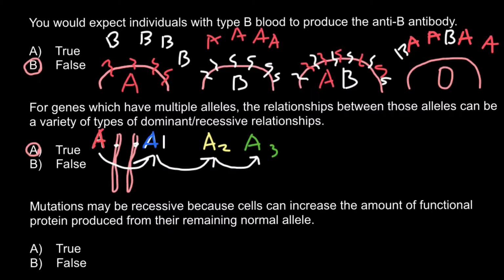Once again, let's return to our statement. Mutations may be recessive because cells can increase the amount of functional protein produced from the remaining normal allele. And this is true. This would be an example of simple dominance.